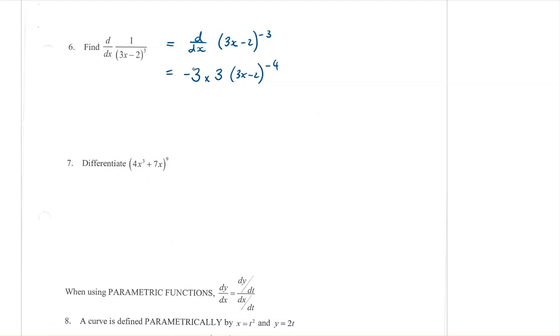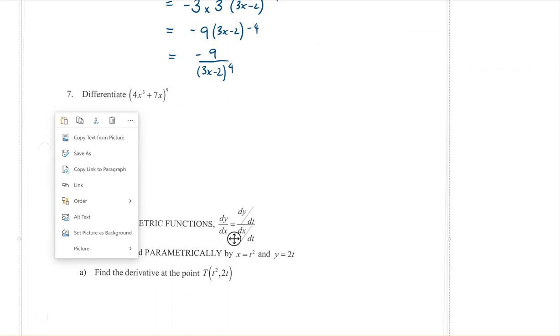Then to tidy it up, minus 3 times plus 3 is negative 9. And we do have 3x minus 2 to the power of negative 4. But where possible, we want to put the answer back in the same form as the question. So the question had positive indices, was in fractional form. So I want to write this with the minus 9 on the top, and I can put the 3x minus 2 to the power of a positive 4 on the bottom.